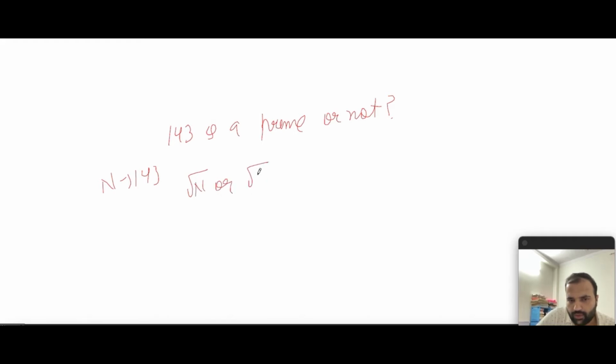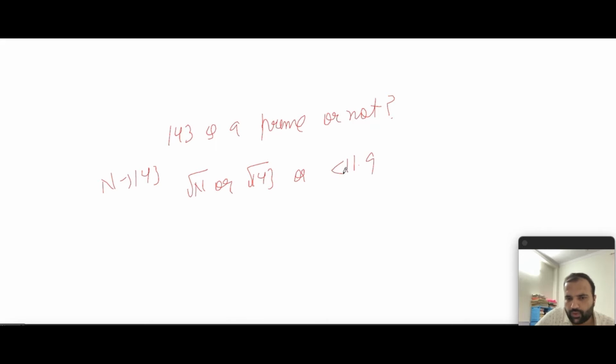Now, for an example, let's see if 143 is a prime or not. We need to check this. So n is 143. The first step that we do is take the square root of n, or the square root of 143. We know that it's closer to 144, and 12 is the square root of 144, so it should be around 11.9.